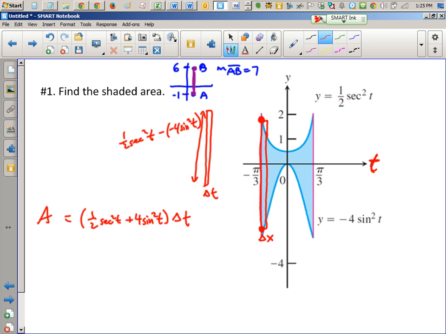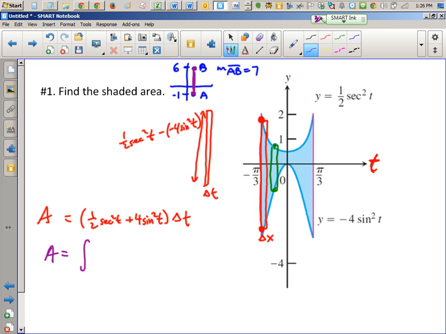The top of all of them is at 1/2 sec squared t. The bottom of all of the strips is at -4 sine squared t. The height is still 1/2 sec squared t plus 4 sine squared t. The width is still delta t, see? So if I wanted to combine all of these and smash them all together and form one solid area, that's what integration is for. It's like the infinite sum. So I'm going to pack them all in. I'm going to put this in integral form.